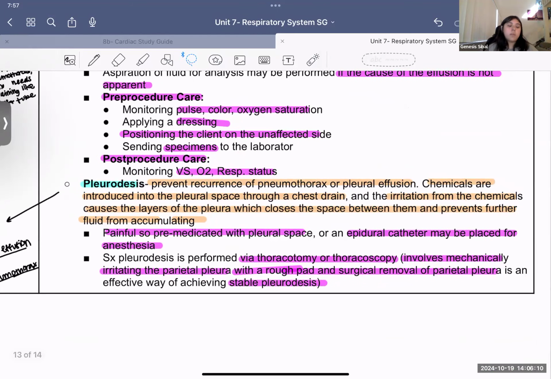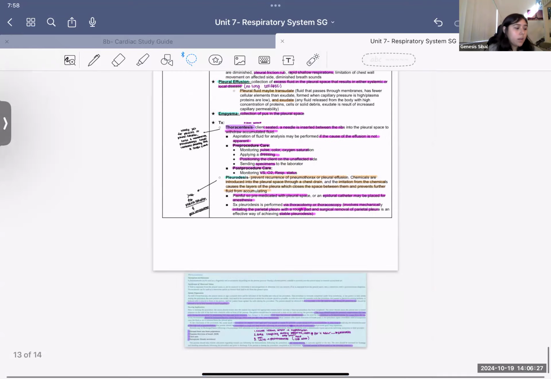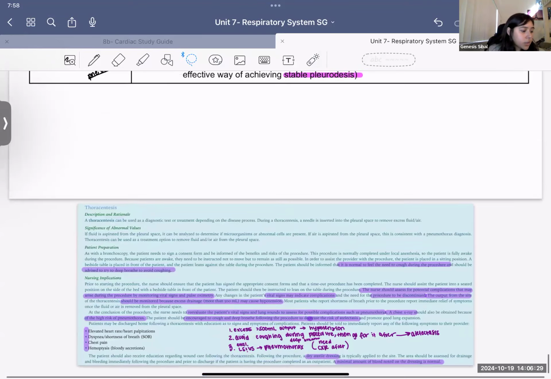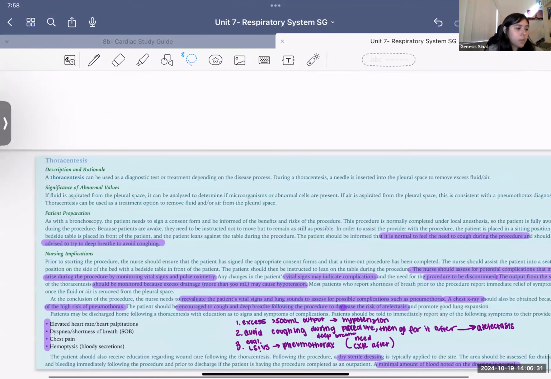It's painful, so yep, pre-medicate. Sometimes they can use an epidural catheter for anesthesia in that pleural space. And then there's also a surgical pleurodesis that can be performed. I don't even think you have to know that, but yeah. And then right here at the bottom, I think this is just more about thoracentesis.